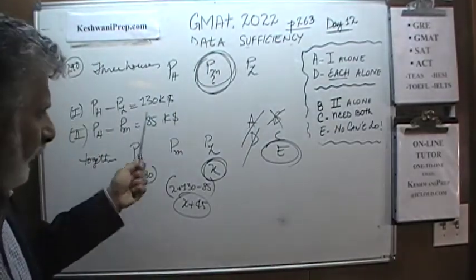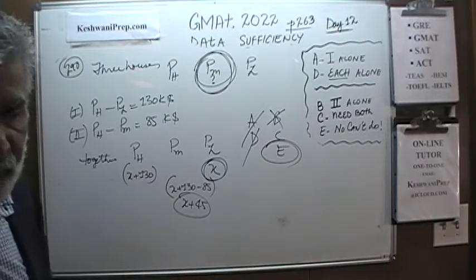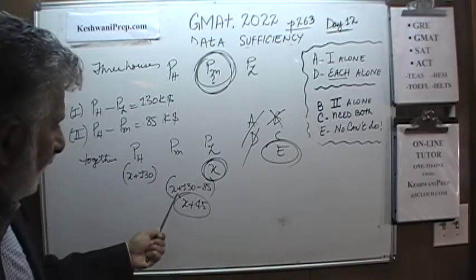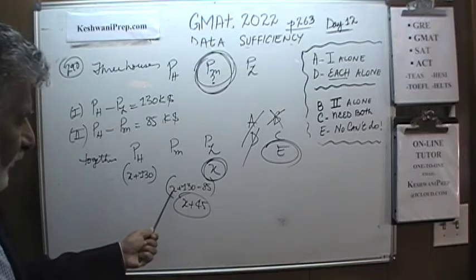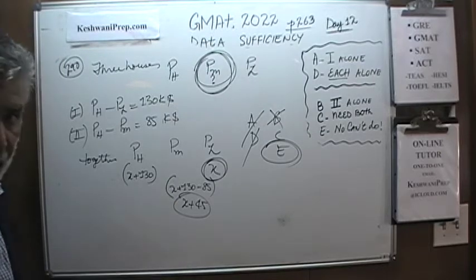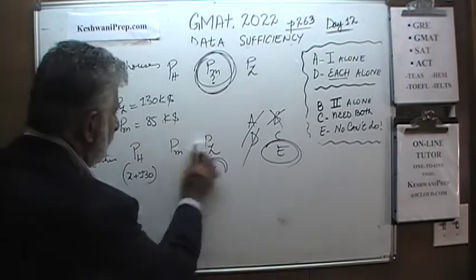So a second ago when I went back and corrected the figures, that was not necessary. It doesn't matter what the figures are. X is still an X. It's going to be just X plus or minus some number. But we don't know what X is.